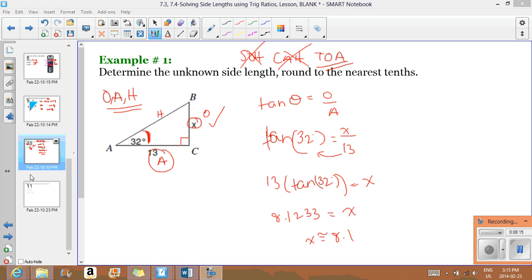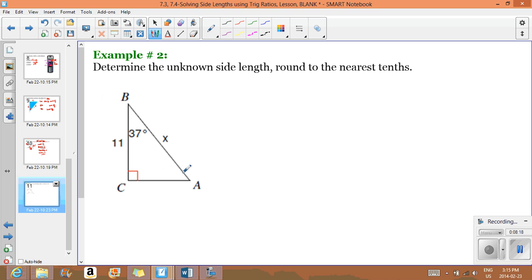So the last example here, we're going to solve again another side length. First start by labeling your O, A, and H. Based on the given angle of 37, our O is across here, our hypotenuse is across here, and our adjacent is the leftover one. Looking at this one, again, we have to figure out which one of these, SO, CA, TOA, are we going to use. We know we're looking for x, so H has to be somewhere in it. So tan is not an option. There's only an O and an A there.